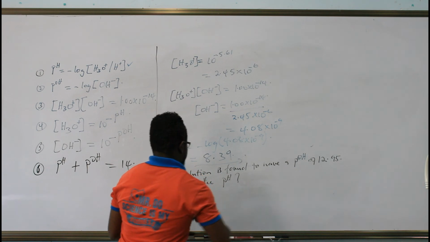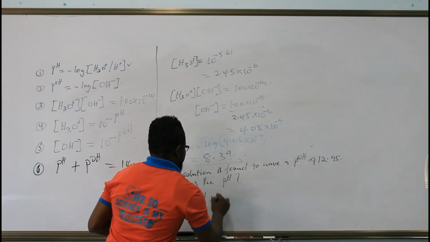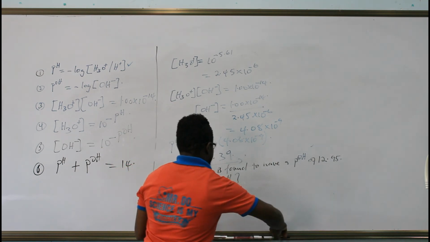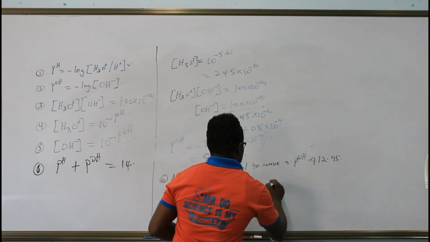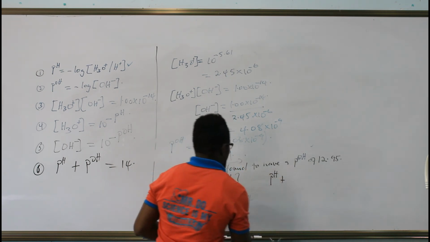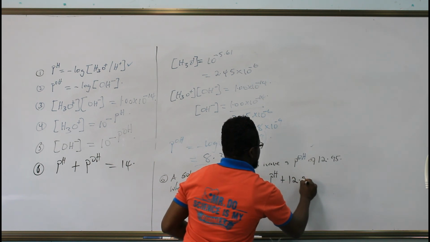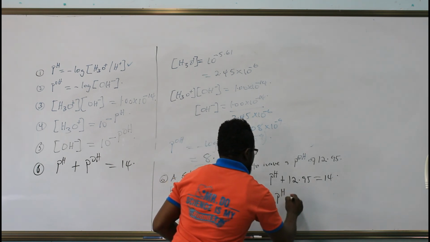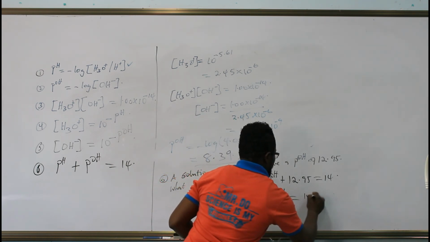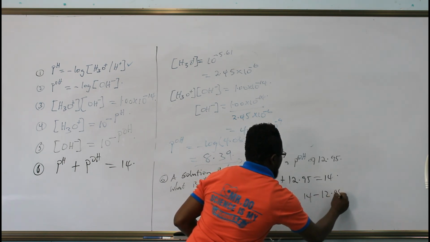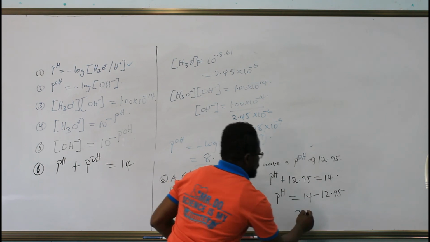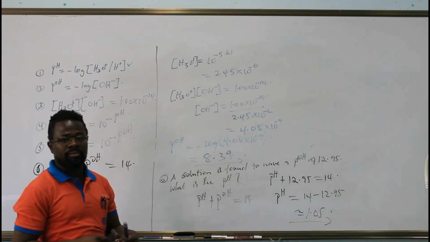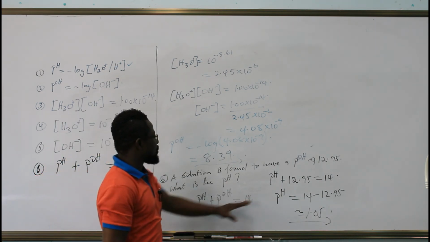Using formula number 6, that is pH plus pOH equals 14. Let's do the substitution. So pH plus pOH, given as 12.95, equals 14. That means my pH is going to be 14 minus 12.95. When we do this, we should have 1.05 as our answer to that particular problem. Straightforward, we use formula number 6 and we get that.